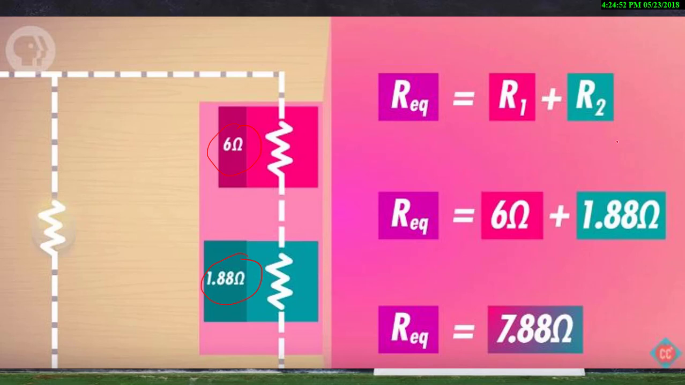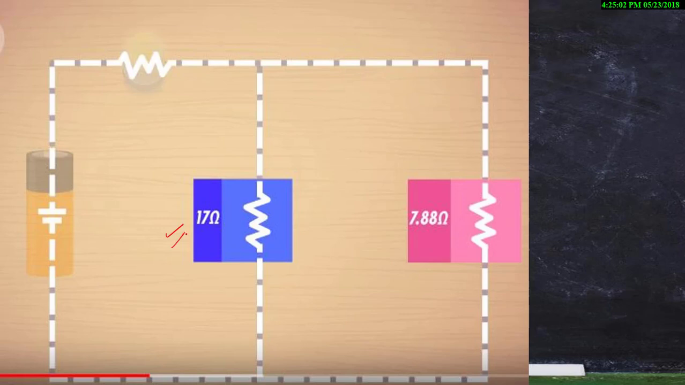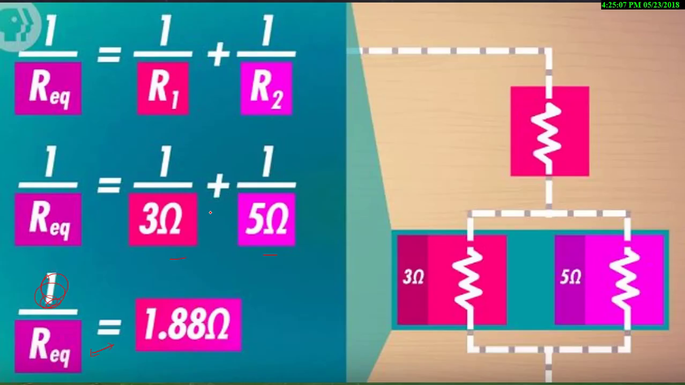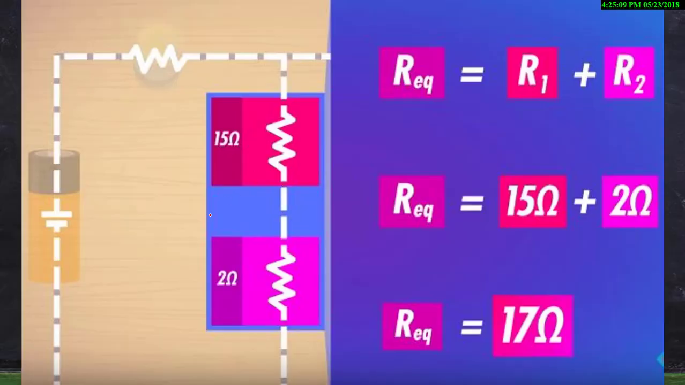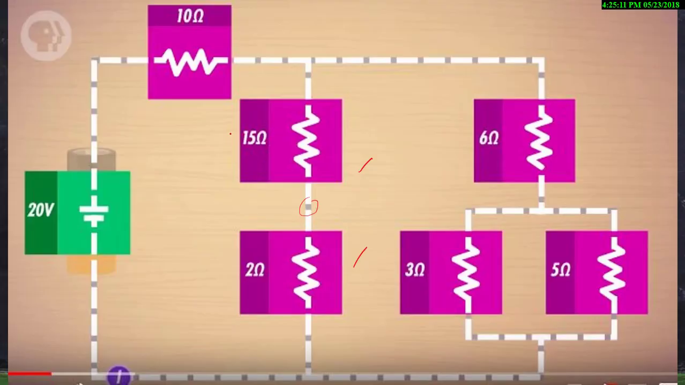That means R equivalent is equal to R1 plus R2. Therefore R equivalent is equal to 6 ohms plus 1.88 ohms. Therefore R equivalent is equal to 7.88 ohms. Now observe these two. One is 17 ohms, one is 7.88 ohms. So this 17 ohms we got in first here. Here we got 15 plus 2, 17 here.